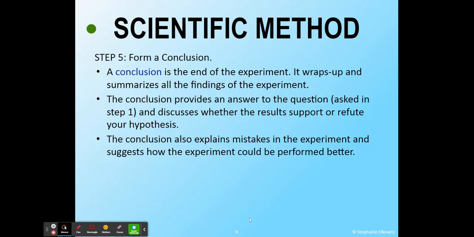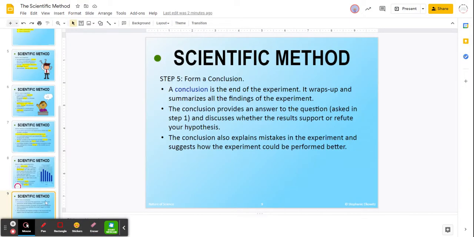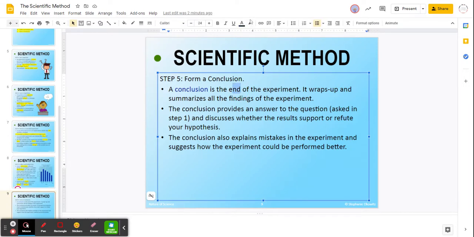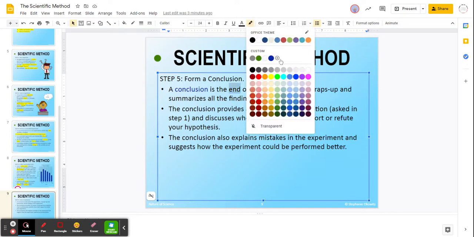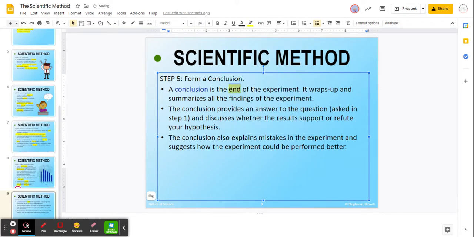The last thing that we do, guys, is we form a conclusion. A conclusion is the end of an experiment. So what we do at the end of the experiment is we wrap up all of our ideas and we come to our conclusion. So it wraps up and summarizes the findings. If you guys have ever done a lab report with me, this is what a lab report is. I don't think we've done it this year.